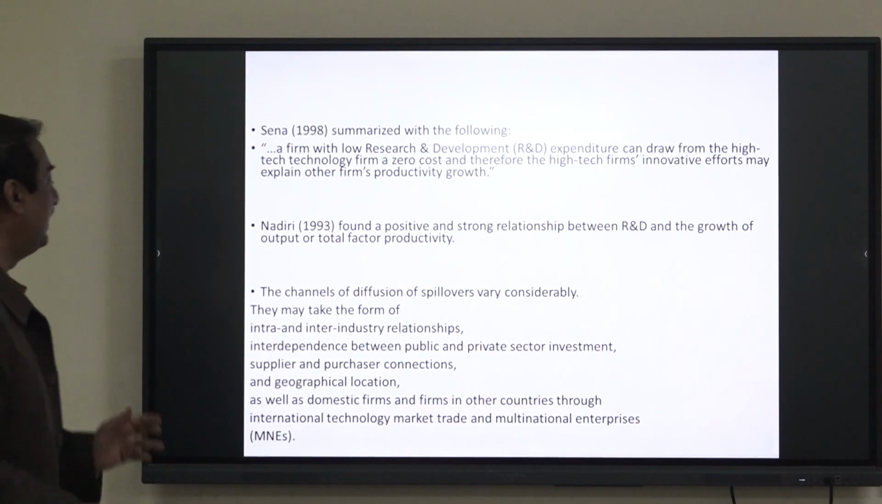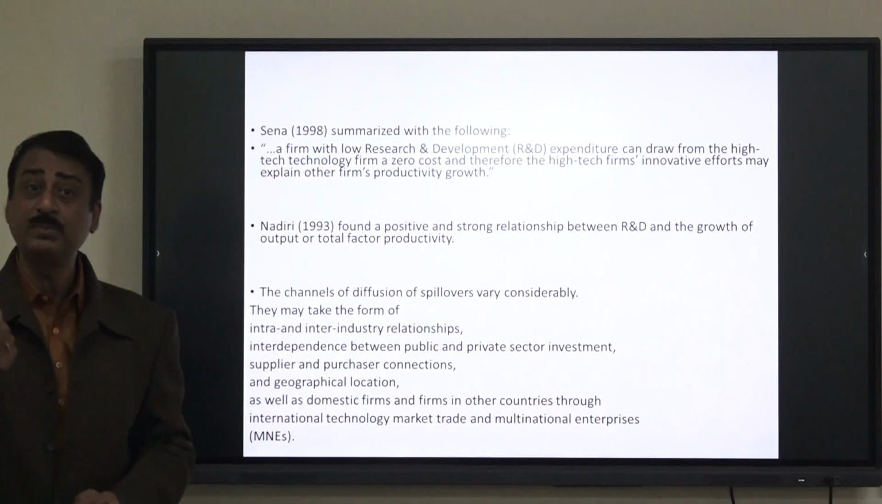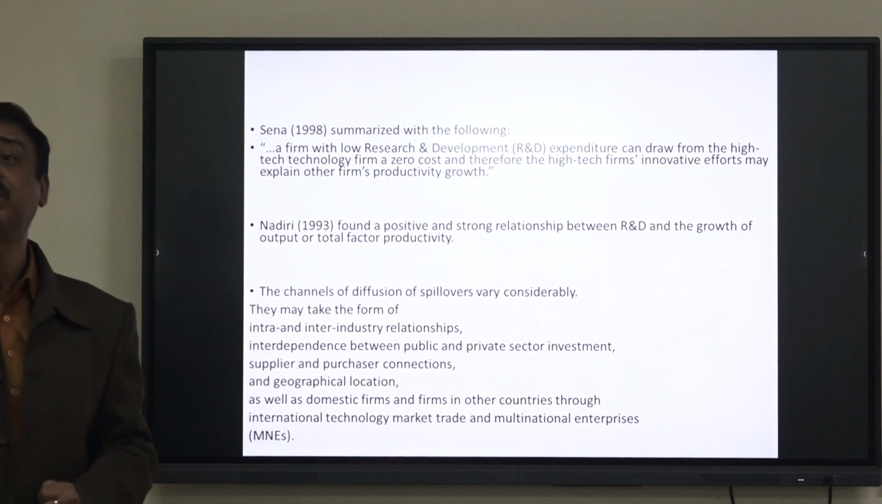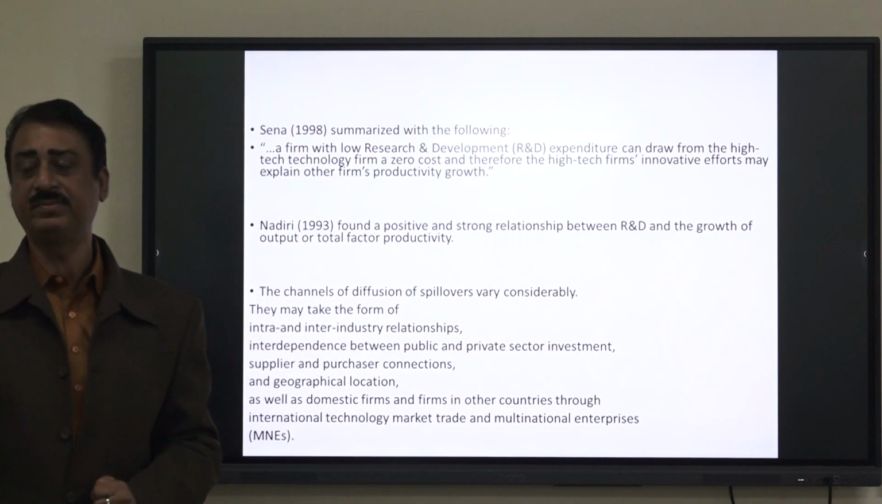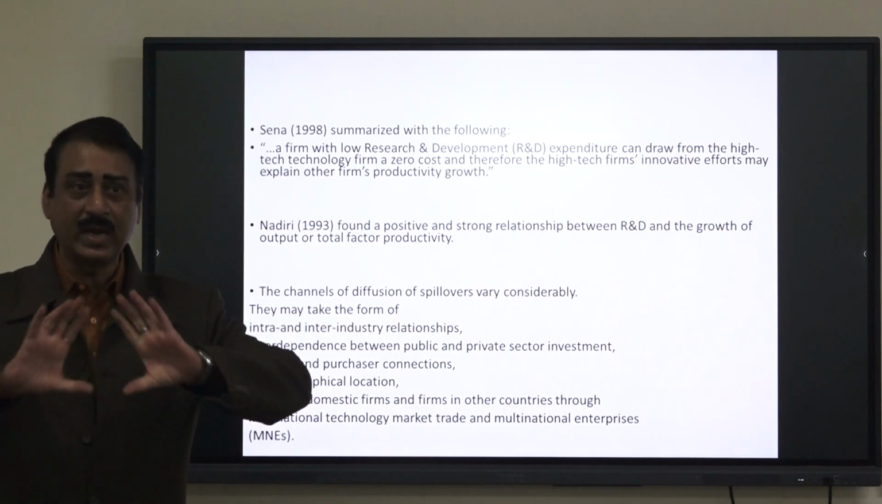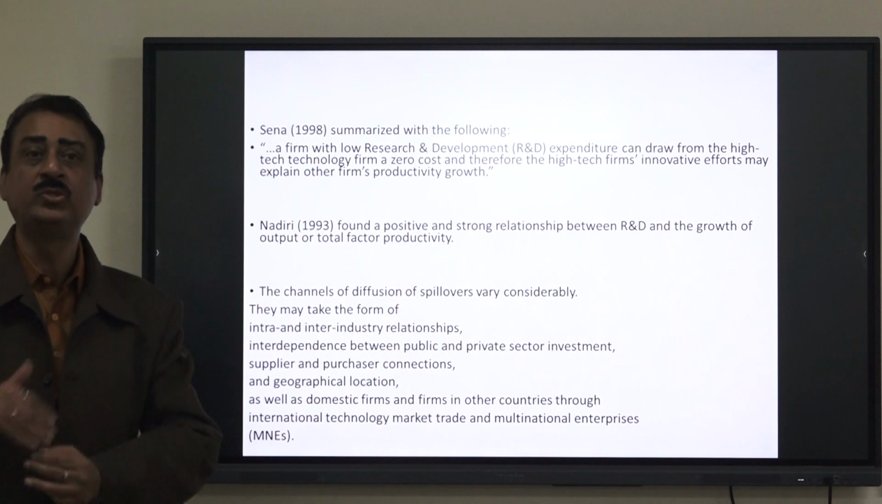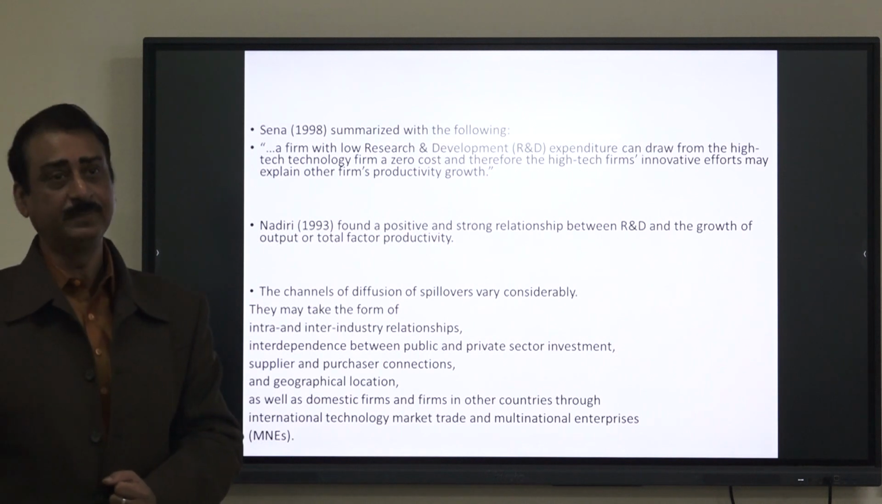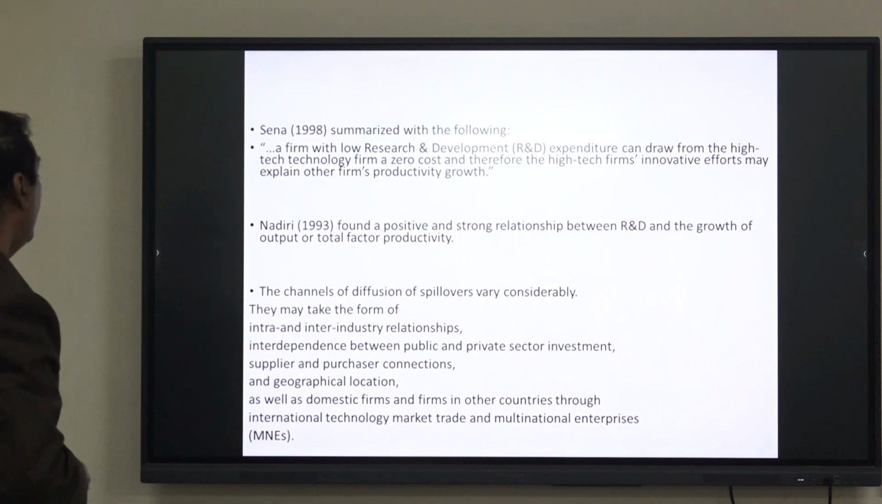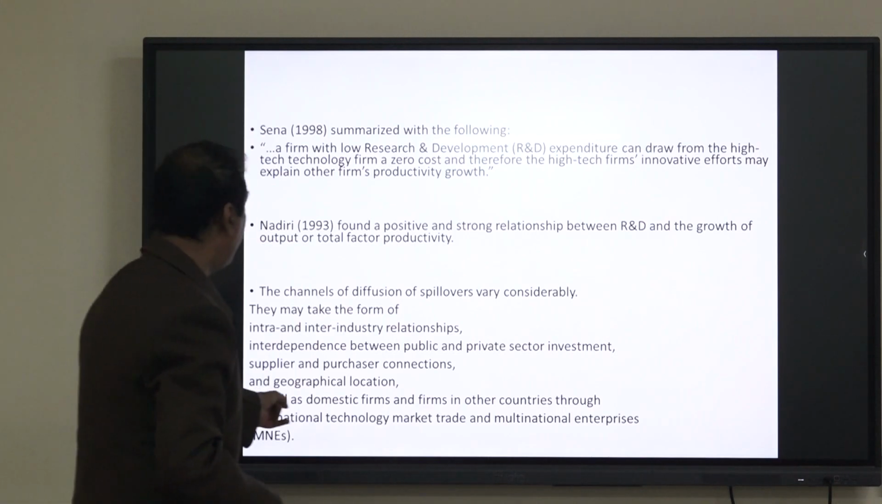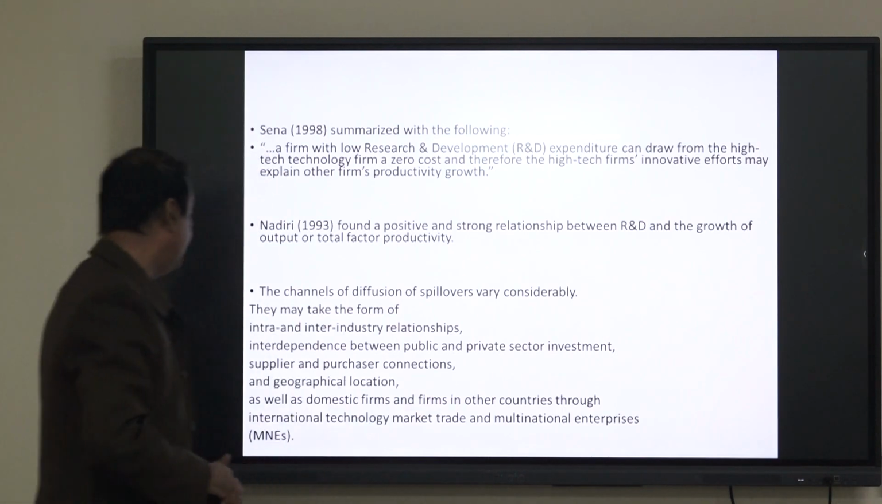So that is very important: the geographic location and the potential of each geographic location needs to be identified. Then only will you be able to work out a proper industrial map of which particular goods should be manufactured in which particular territory. Then as well as domestic firms and firms in other countries.